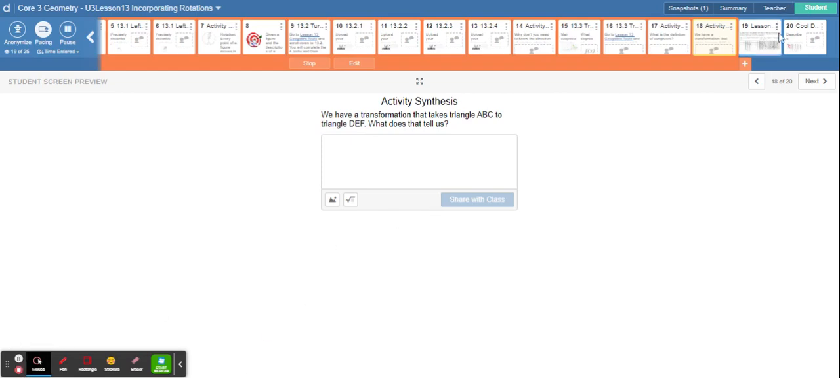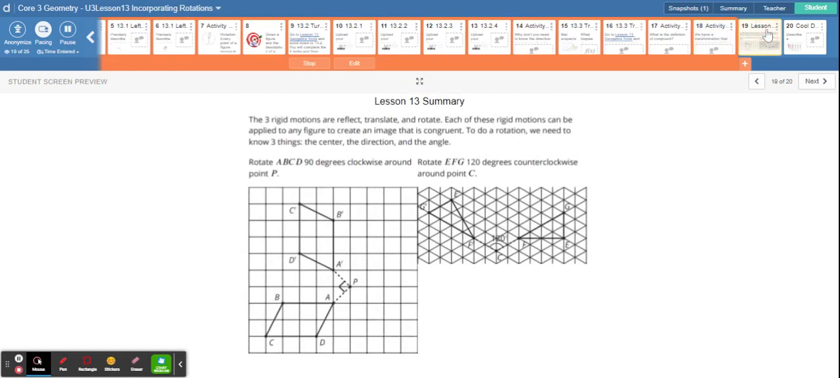So let's talk about our lesson synthesis here, lesson summary. The three rigid motions are reflect, translate, and rotate. Each of these rigid motions can be applied to any figure to create an image that is congruent. To do a rotation, we need to know three things: the center, the direction, and the angle. Rotate ABCD 90 degrees clockwise around point P. This is what it would look like.